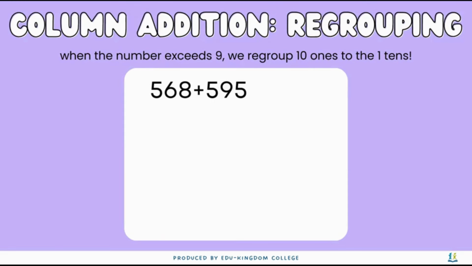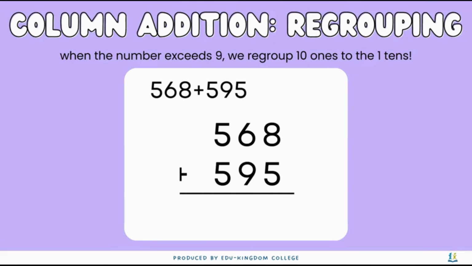In column addition regrouping, when the number exceeds 9, we regroup 10 ones into 1 ten. And that applies no matter how big the numbers we add together. So pretend here I have 568 plus 595. I'm going to write that in our column addition, lining up all the digits together. I have 8 plus 5, which actually gives us 13. So I'm going to put the 3 from the ones place down in the same column, and I'm going to regroup the 1 into the tens place. Now I have 9 plus 6 plus an extra 1 from the regrouping, which will give us 16.